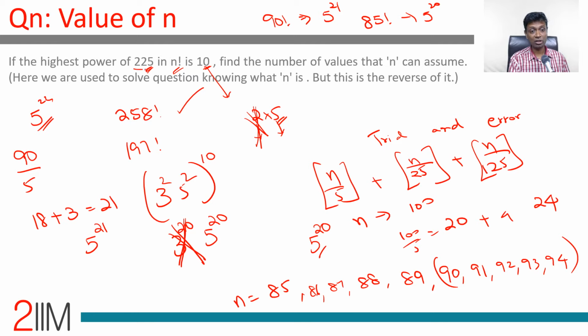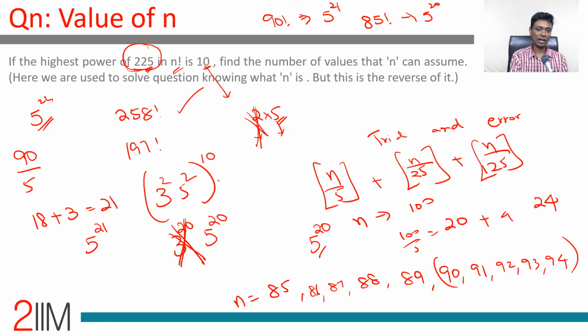We need to understand this question clearly. This is 3 square into 5 square. So we're looking at 5 power 20 sitting inside n factorial. We'll find the smallest n such that 5 power 20 sits inside that. And then we go step by step. We can even take in 5 power 21, but we'll stop short of 5 power 22.